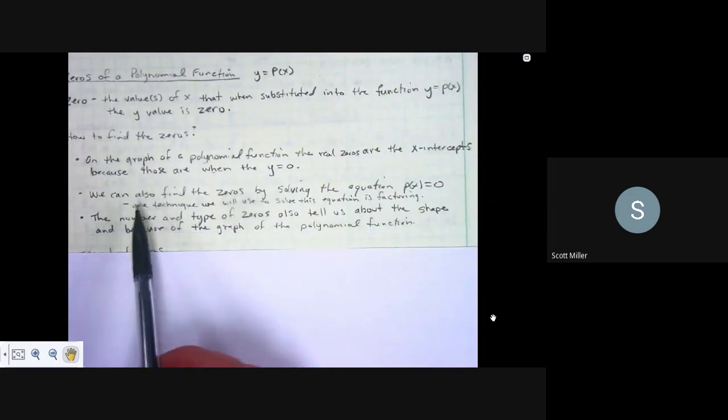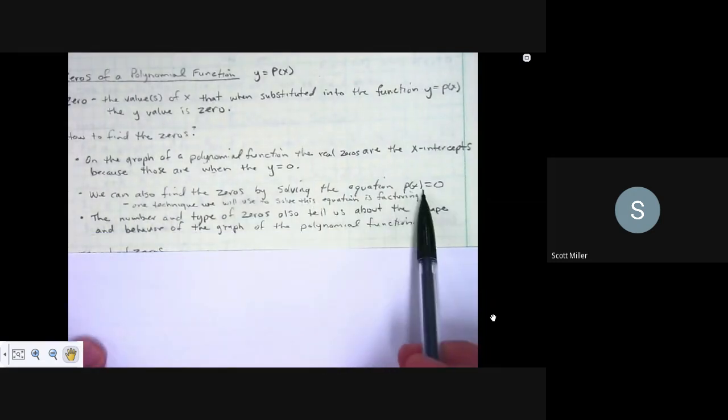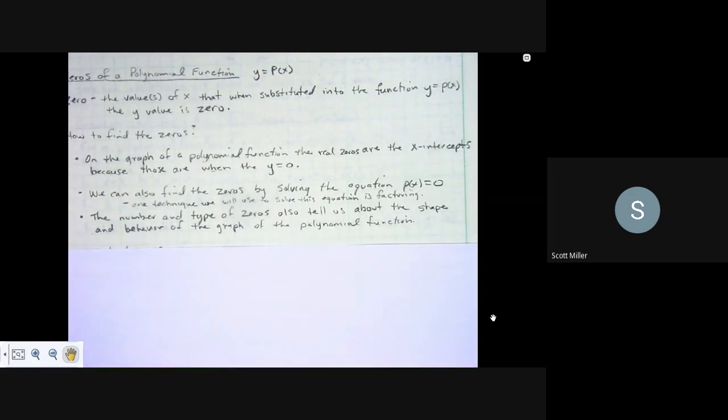Another way to do it is we can find the zeros by solving the equation. So we can take the polynomial, set it equal to 0, and solve it, which is a technique we're going to use quite often. For right now, all you have available to you is really for quadratic stuff, or your factoring techniques with GCF, if that's possible. I'll show you an example here in a little bit, but we have to use factoring techniques at this time.